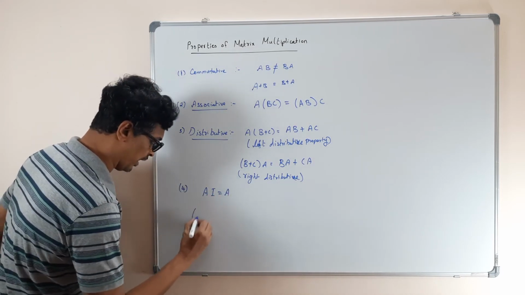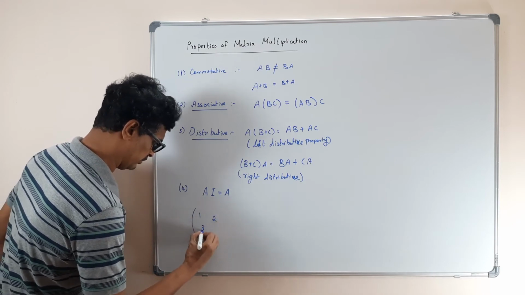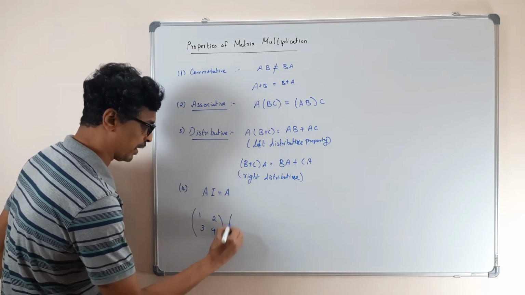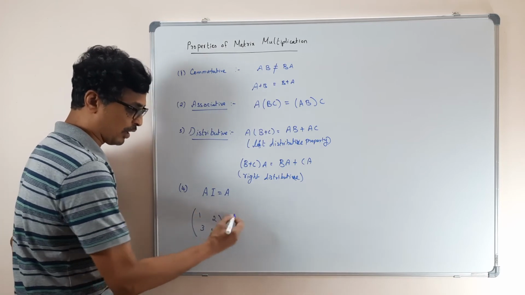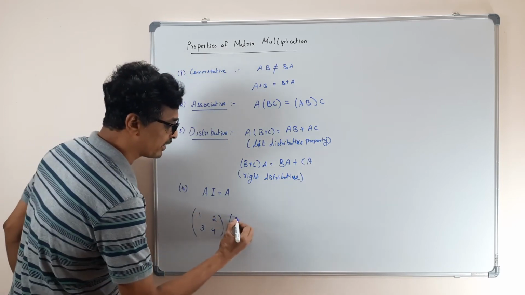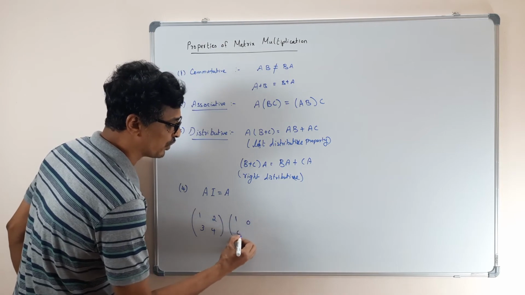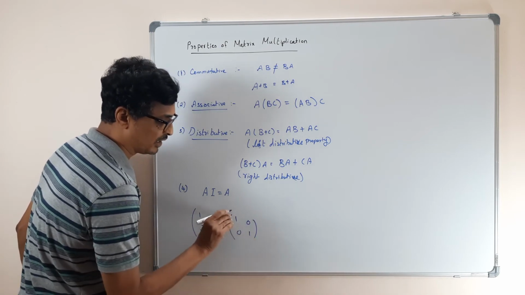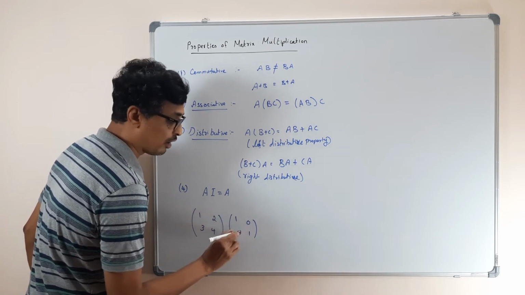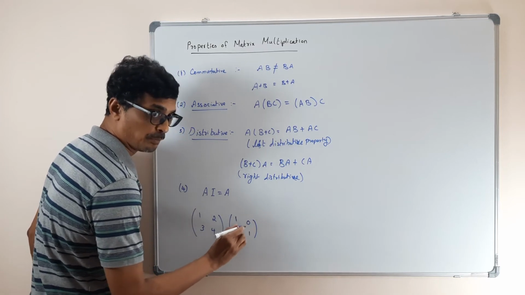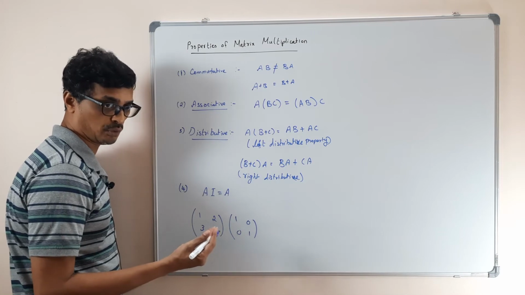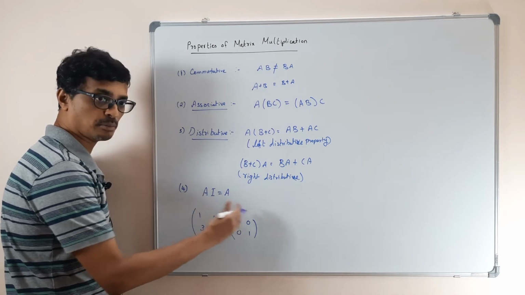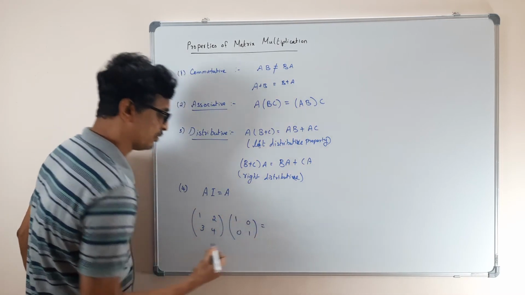So how to prove it? A equals 1, 2, 3, 4, and you want to multiply with the identity matrix, correct? So we should get the same square matrix. So what is the identity matrix? 1, 0, 0, 1. All the diagonal elements will be 1 and off-diagonal elements will be 0. I am doing it for a 2 cross 2 matrix. You can do it for a 3 cross 3 matrix also. I am making it simpler, so this will be easier.